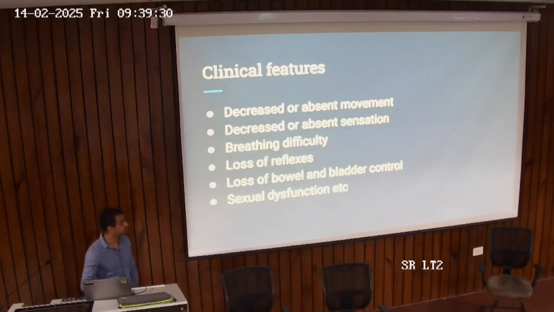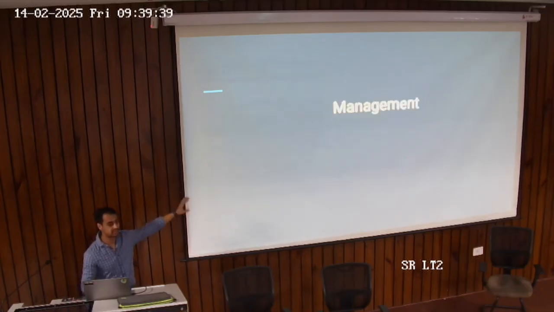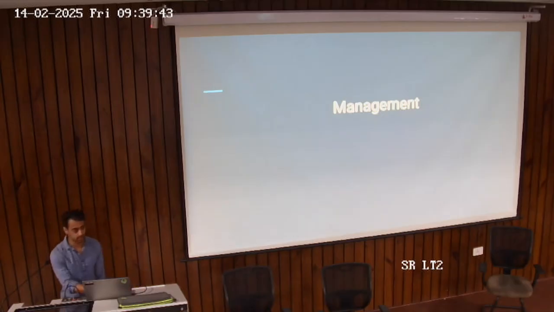These are the clinical features which the patient will tell you and you will have to examine. All of these are related to injury of the spinal cord. Unless the spinal cord is damaged, all these things will not happen. So we come to management. How do you start management?